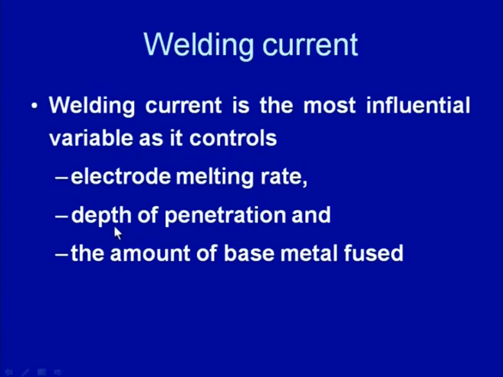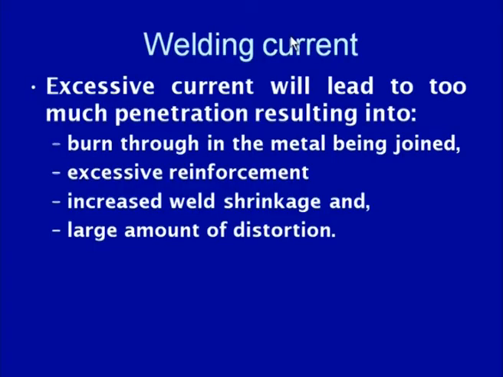On the other hand, it also affects the depth of penetration. In general, an increase in the current increases the depth of penetration. At the same time, how much of the base metal is melted during the welding is also influenced by the welding current being used. The selection of the welding current becomes important, and optimum selection leads to a sound weld joint with the desired melting rate and desired penetration, and a joint free from discontinuities.